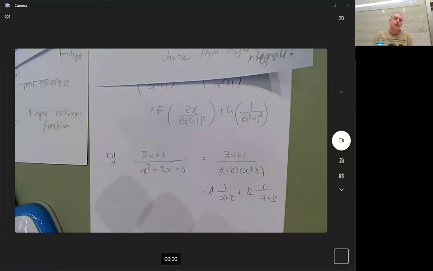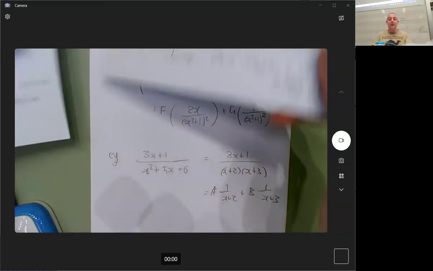Yeah. And if it doesn't factorize, because of, oh, wow, I'm late. If it doesn't factorize, then you have to complete the square. Okay, well, thank you. That will do.